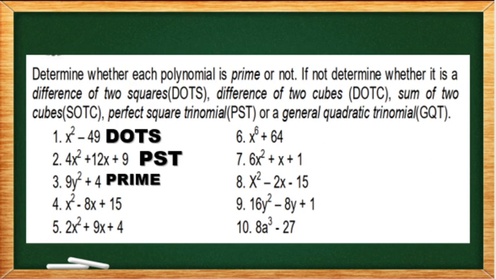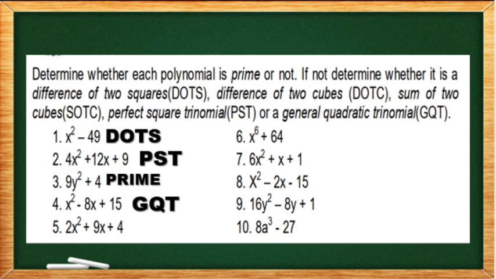Number 4, 3 terms ang pwede, PST or GQT. X squared, perfect squared. But 15 is not perfect squared. We need to check kung GQT na siya or prime. Kasi, think the number once you multiply positive 15 but we add negative 8. And the answer is negative 3 and negative 5. So, therefore, GQT.